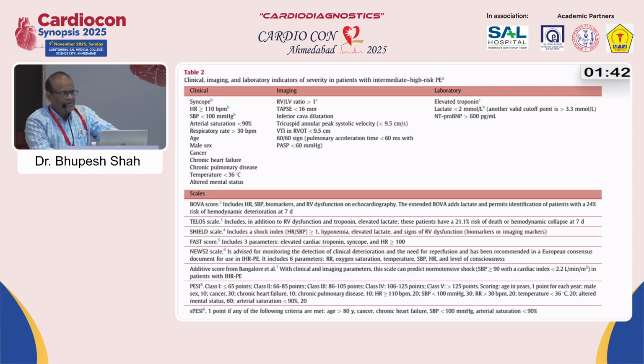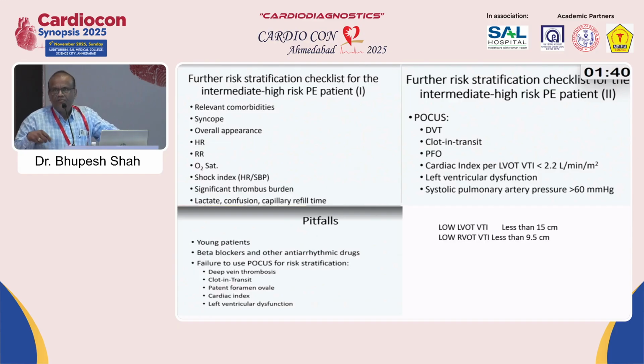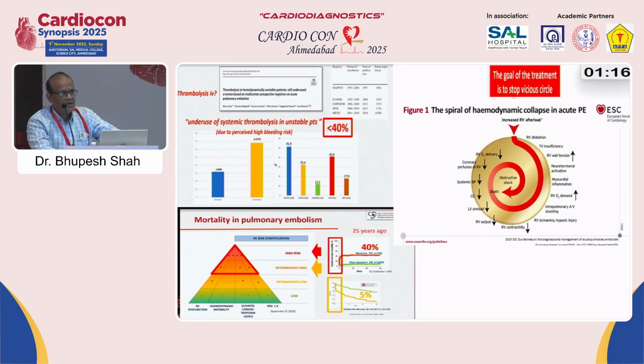These are the various scales and scores, but there are some pitfalls. What if the patient has associated comorbidities, history of syncope, heart rate more than systolic pressure, and clot in transit? Then what should be done? The patient may have a PFO, which can change things, or a small ASD, or LV dysfunction. So many things we have to look into when we are treating a patient with pulmonary embolism. One thing is that underuse of thrombolytic therapy in these patients is also very, very important.